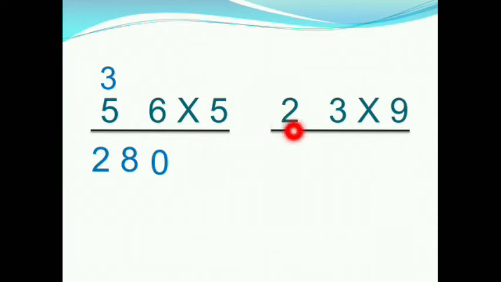Children, see the next question. 23 into 9. First, we should multiply 9 and 3. 9 threes are how much? Yes, 9 threes are 27. Write 7 in units place and carry 2 to tens place. Next, we should multiply 9 and 2. 9 twos are how much? Yes, 9 twos are 18. 18 plus 2 is equal to 20. Therefore, the product of 23 into 9 is equal to 207.